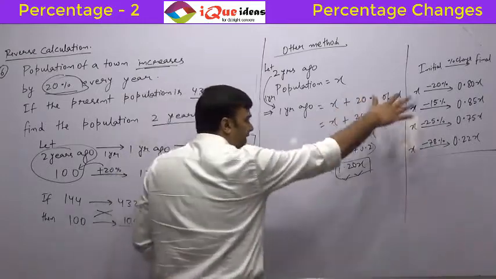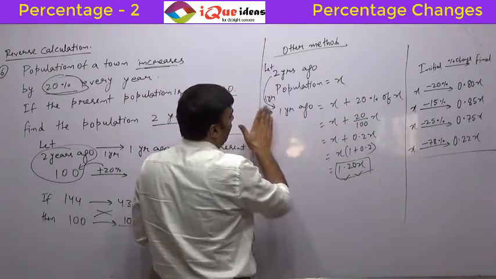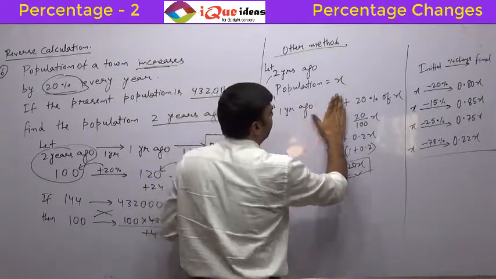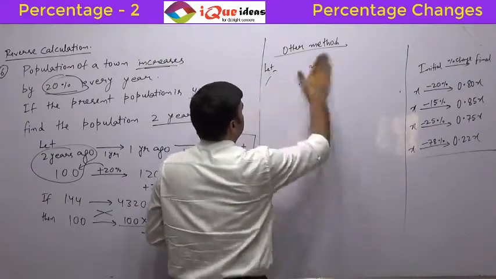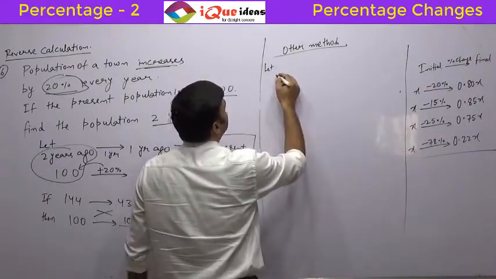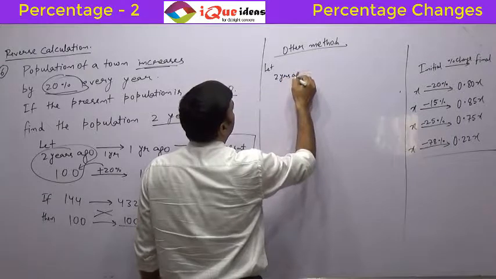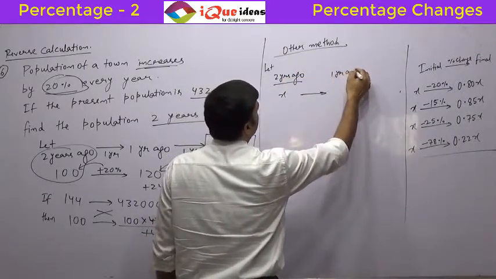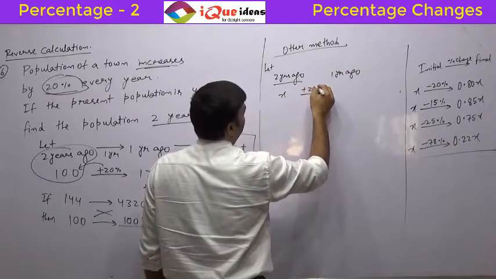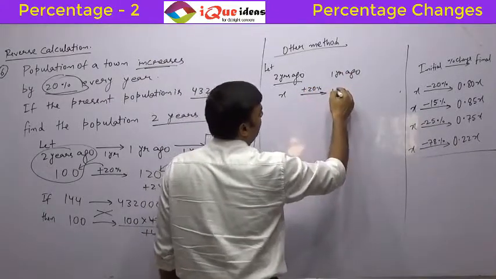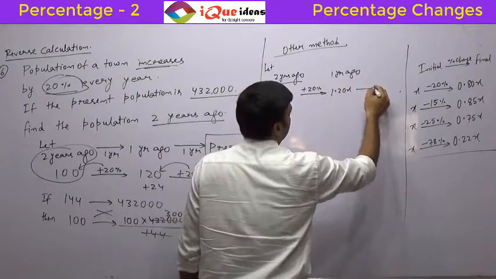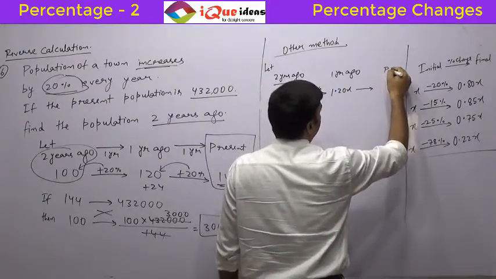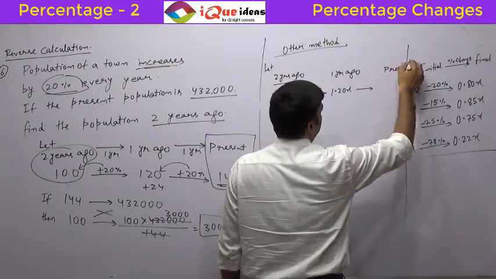Okay. So having seen this calculation, I can remove this and simply say: let the population 2 years ago be x. The population 1 year ago will be plus 20%. When we are adding 20%, 100 plus 20, it is 1.20x. Then, what will be the present population? Now this is very important.